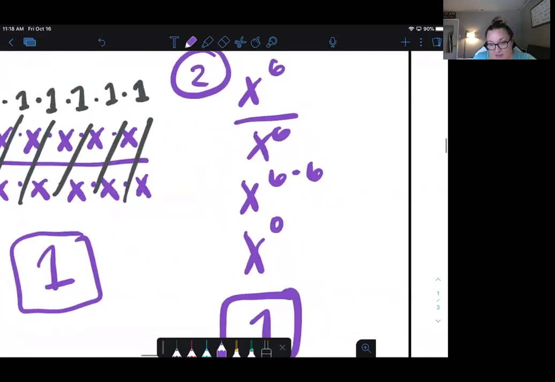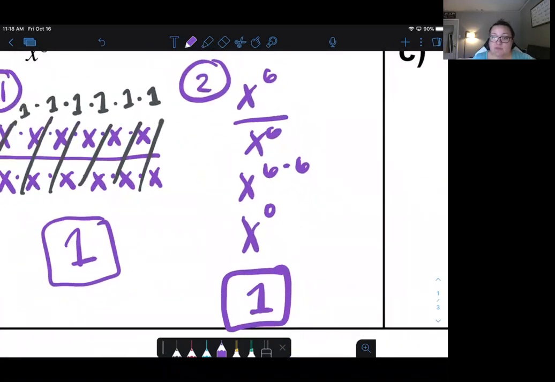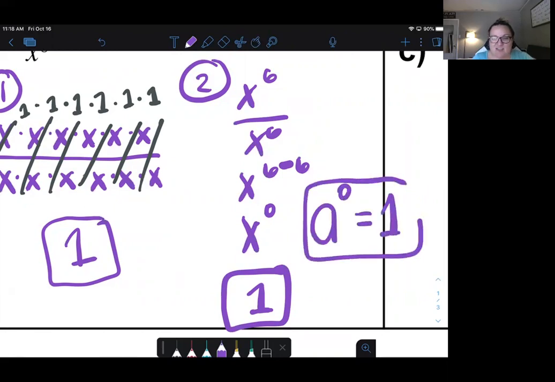Well, here I showed the same thing, but through subtracting the exponents. So x to the 6th minus 6 is x to the 0. Well, hopefully you remember that anything to the 0 power is always 1. That's just something that you need to have memorized, like a math fun fact that you need to have memorized for the rest of your life, basically. Anything to the 0 power is always 1. So we get 1 as our final answer.